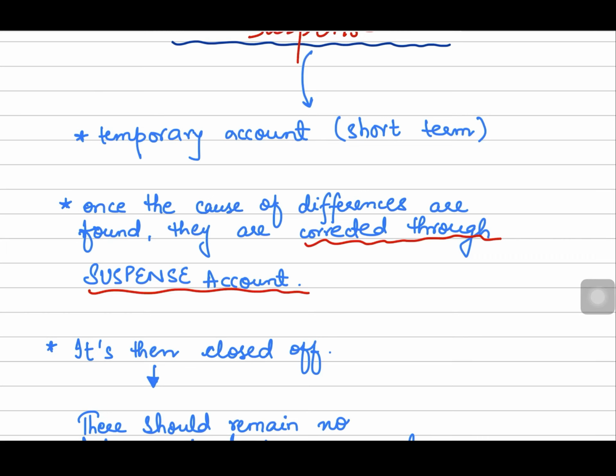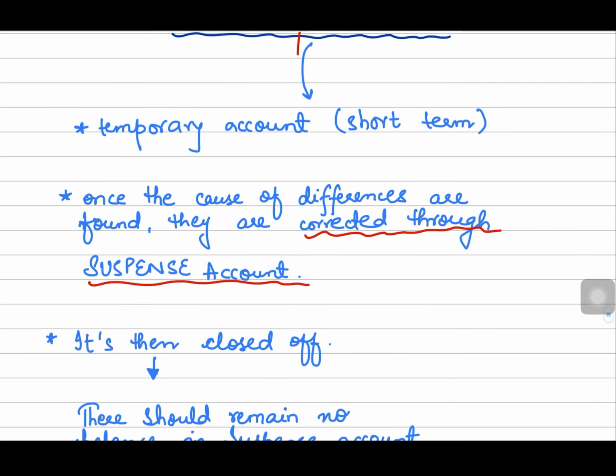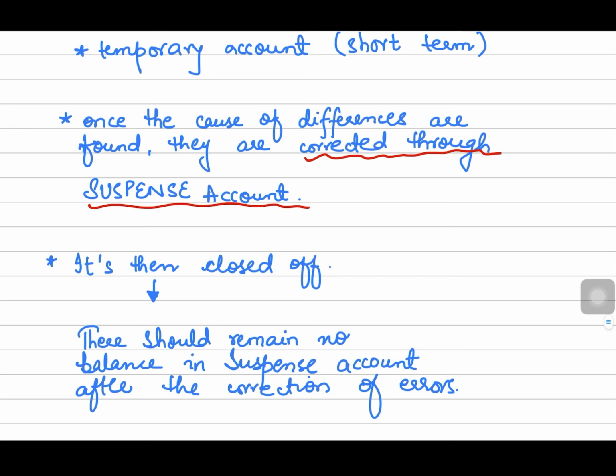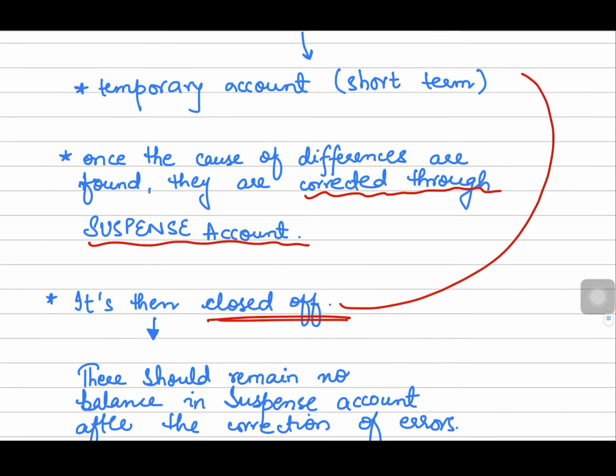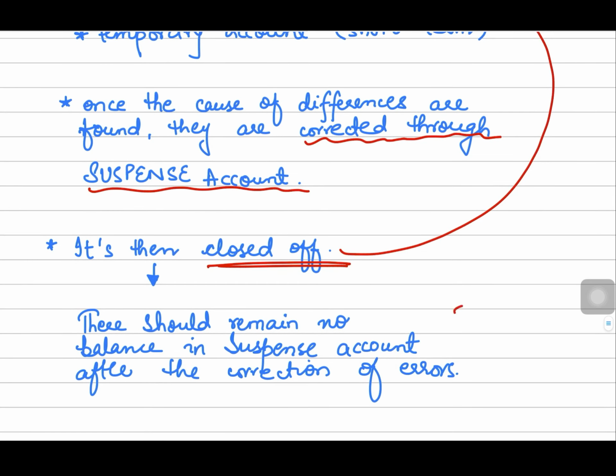How? We will be learning that in the next video as well, right? So after the errors are located, they are corrected through the suspense account, and the suspense account is closed off. Why? Because it is a short term or a temporary account, and ideally there should then remain no balance in the suspense account after the correction of all the errors in the accounts, right? So this was all about suspense account.